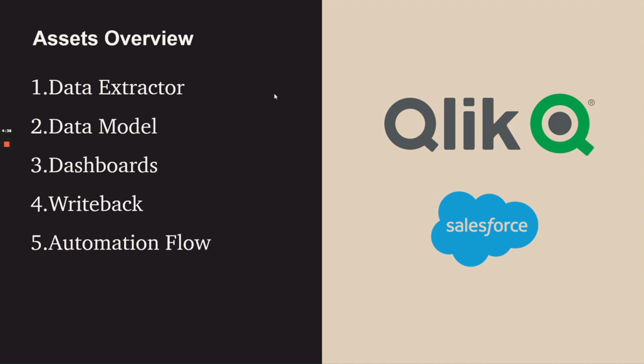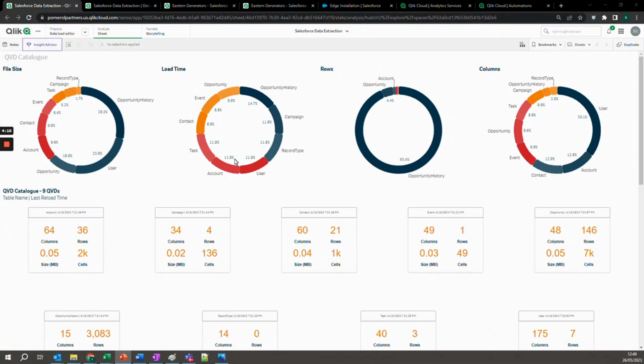The first piece is a data extractor. The second piece is an associative data model for Qlik. We've got a series of dashboards that sit on top of that data model. And then the new pieces we're introducing today are our writeback extension, which we're using to capture edits to our Salesforce opportunities directly in our Qlik dashboards. And then we've got an app automation workflow that will write that data directly back into our live Salesforce tenant. So let's jump in and see how it all works.